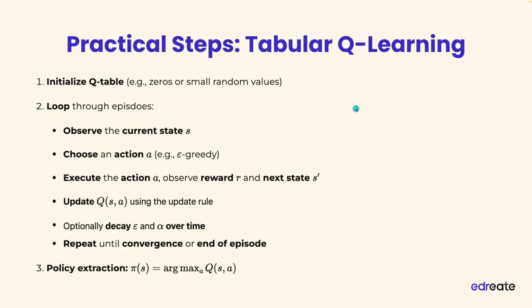Second, we'll update this Q table by looping through the episodes. And at each step of the episode, we observe the current state S, choose an action, execute the action, observe the reward, and transition to the next state, update the Q value using the update rule we saw earlier, optionally decay learning rate and epsilon over time, and you have to repeat this until convergence. And third and the last step, once you have converged, you extract the best policy from the Q table.